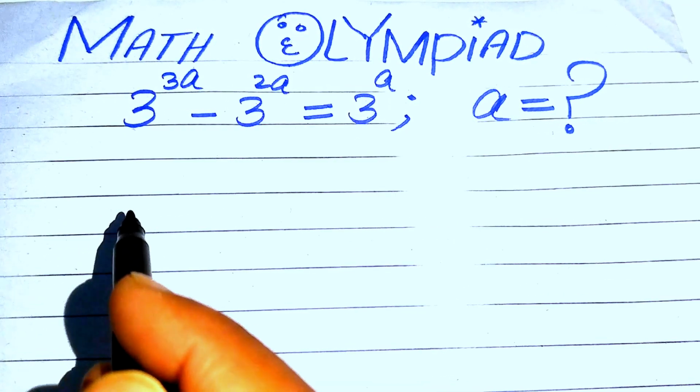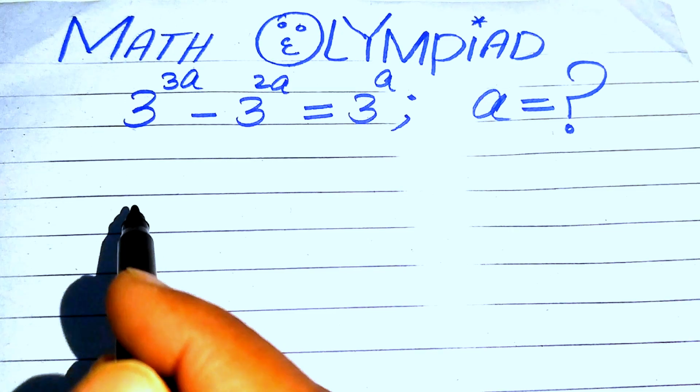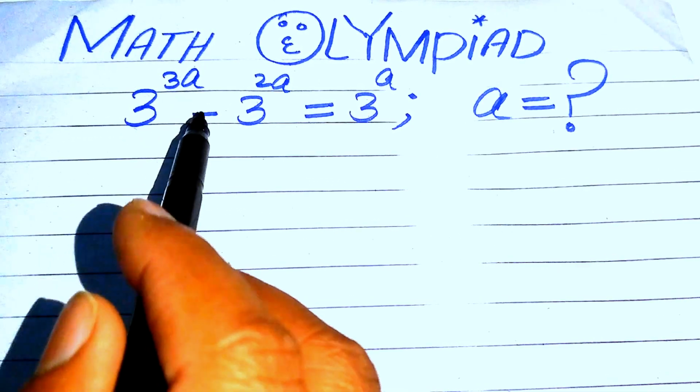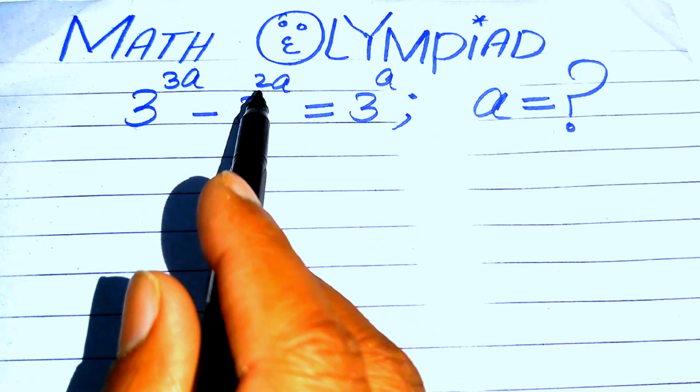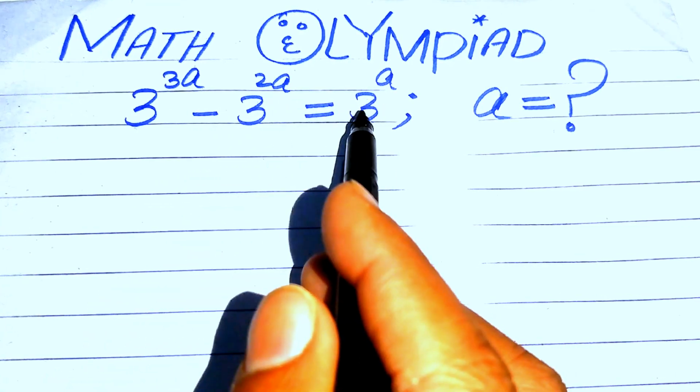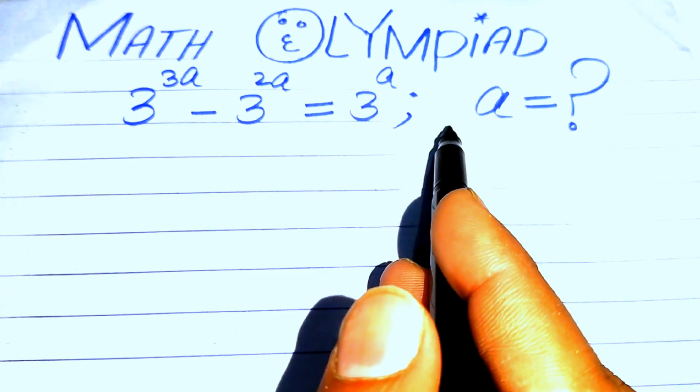In this video, we are going to solve this nice math Olympiad exponential problem. Here we have 3 to the power of 3a minus 3 to the power of 2a equals 3 to the power of a, and we need to find the value of a.